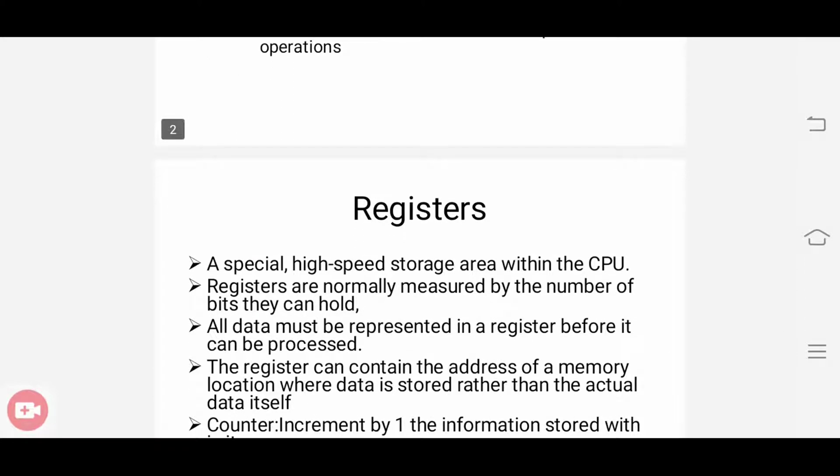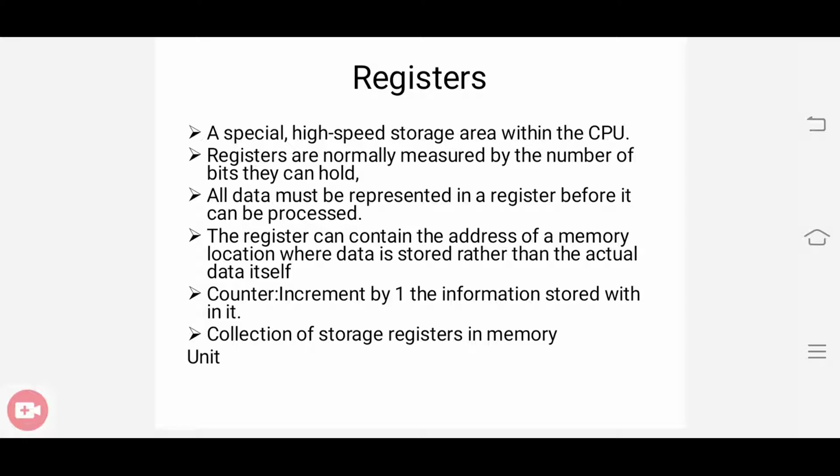Okay. So what do you mean by registers? A register means it's a high speed storage area near the CPU. Registers are normally measured by a number of bits that they can hold. Before processing a data, it must come from secondary, primary memory to registers. Counter is an example for a register. Actually, register is a high speed storage area near to CPU or within the CPU.